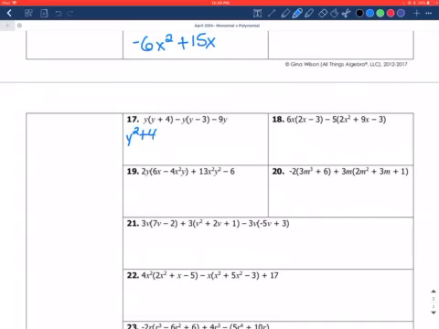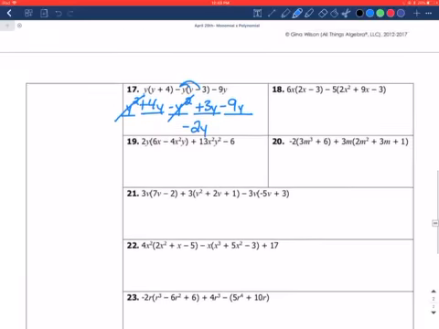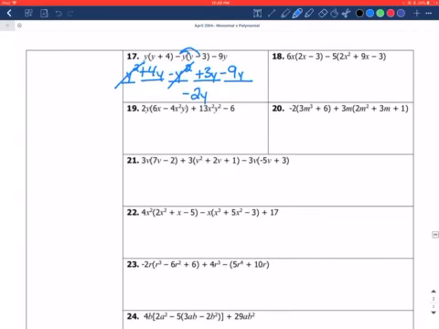For the next one, we'll distribute a couple of times. Y squared plus 4y. Here we're distributing a negative, so that'll be negative y squared plus 3y minus 9y. So look at the y squareds first. That's y squared minus y squared. That will cancel out. Then we have 4y plus 3y, which will be 7y, minus 9y, which will be negative 2y. And that is your final answer for 17. Works out nice and neat.